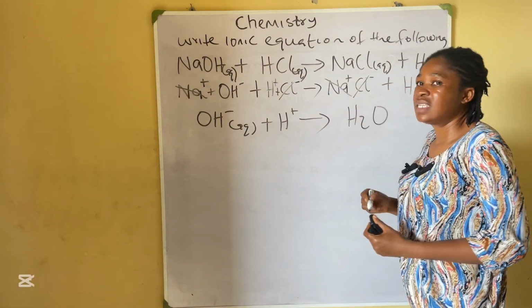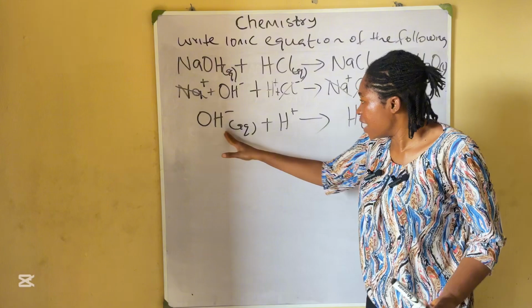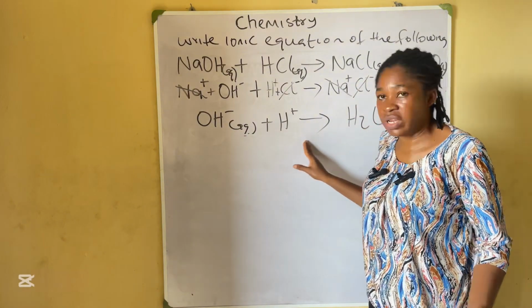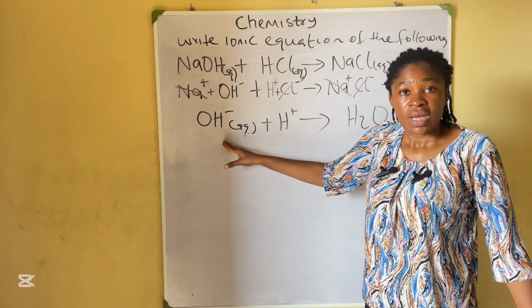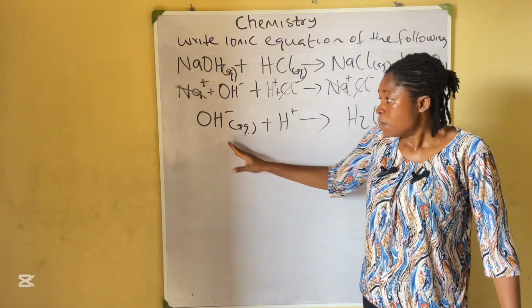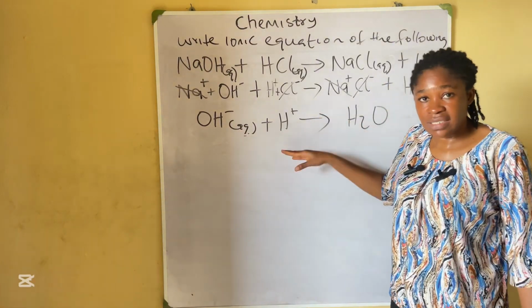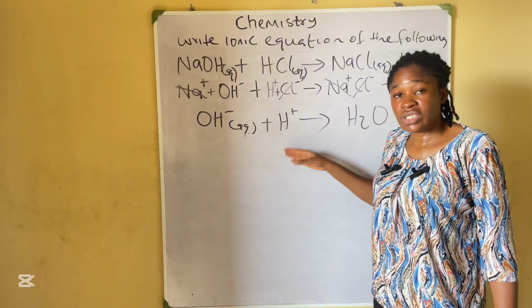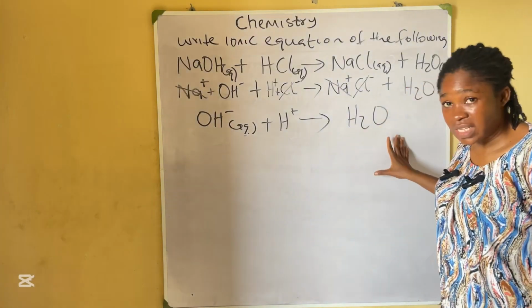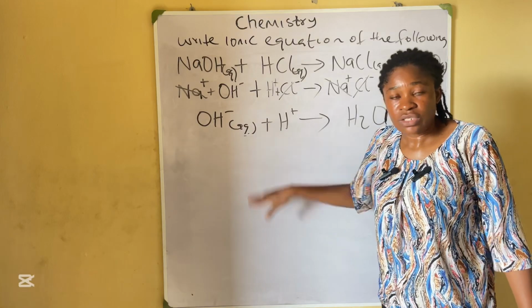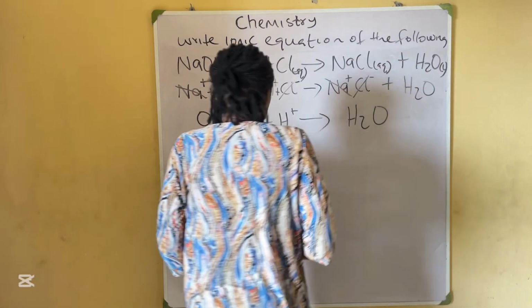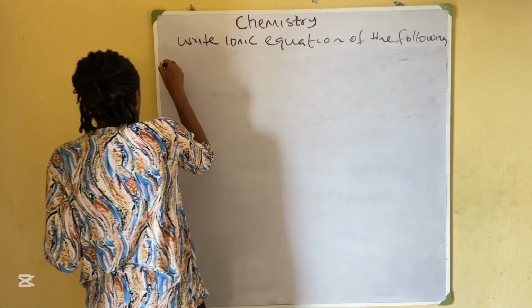To interpret this equation, it means that hydroxide ion coming from a base, a soluble base, that's an alkali, plus hydrogen ion from an acid, that's acid, to give water. So anyone who sees something like this, you know that this is a neutralization reaction. Let's look at another example.